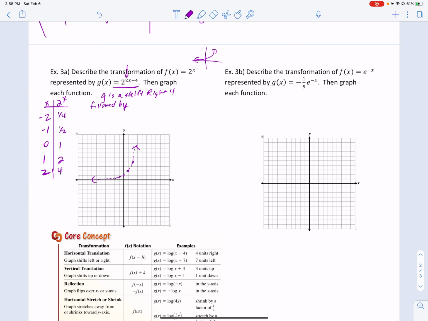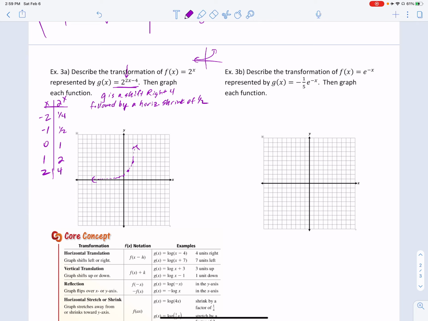followed by, and when you have that 2 times the x, you have to flip it, and it's a horizontal shrink of 1/2.